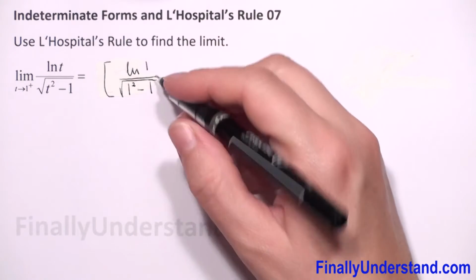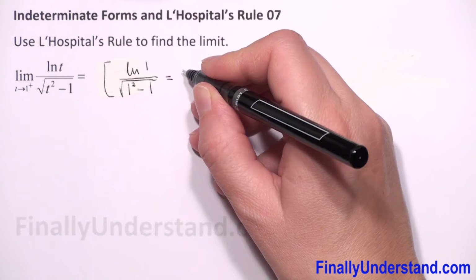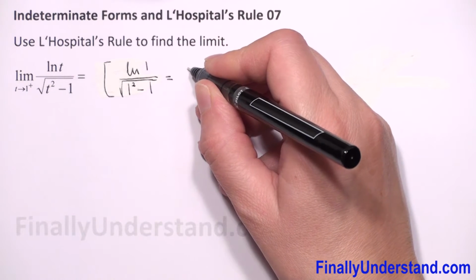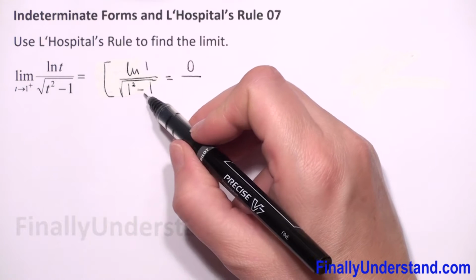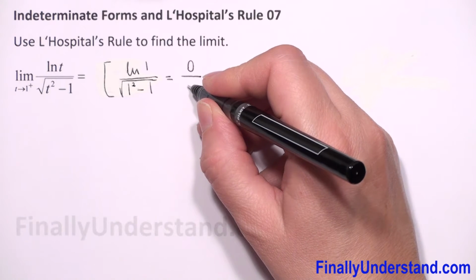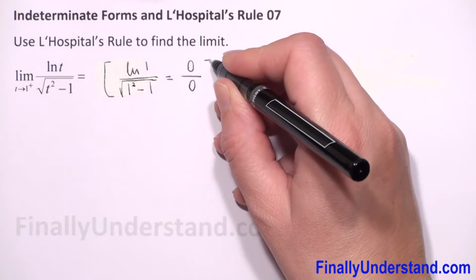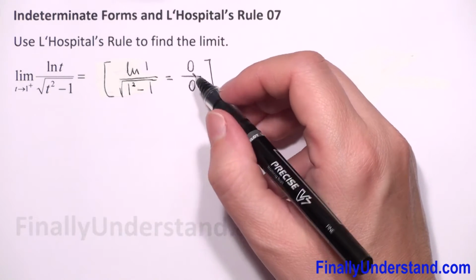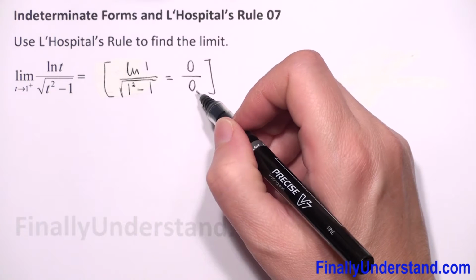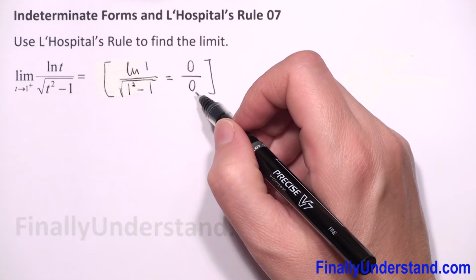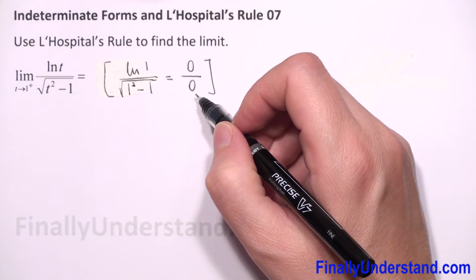So this is equal, natural log of 1 is 0, over, we have square root of 1 minus 1 is 0, square root of 0 is 0. So we got indeterminate form 0 over 0. When we have 0 over 0 or infinity over infinity, we can use L'Hopital's rule.